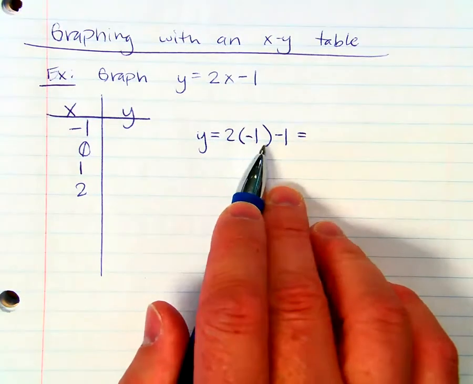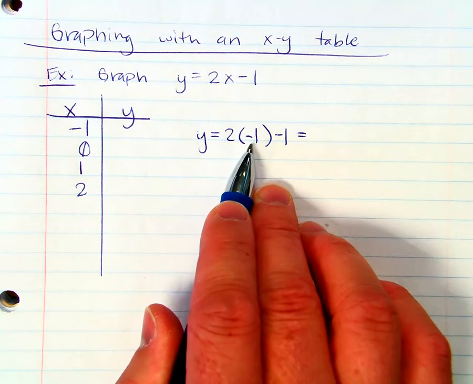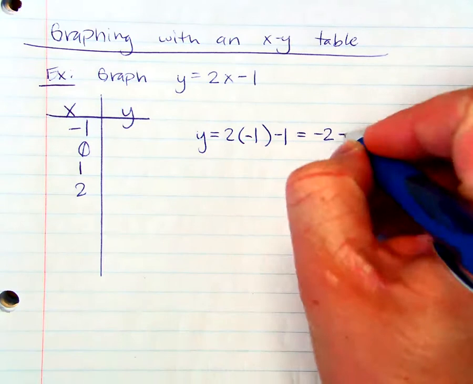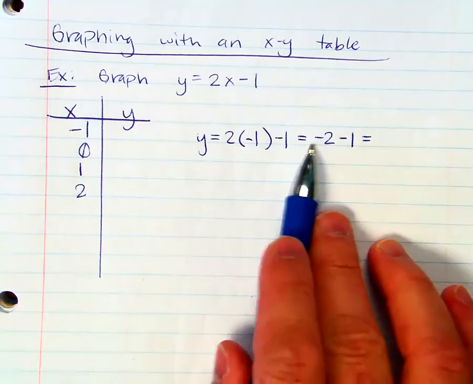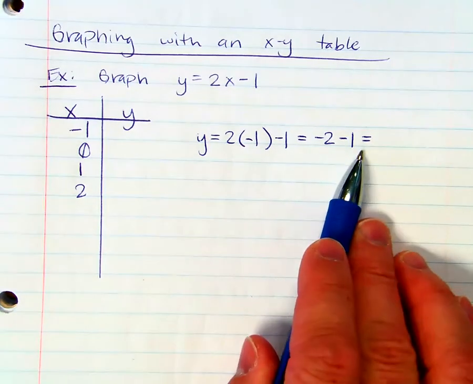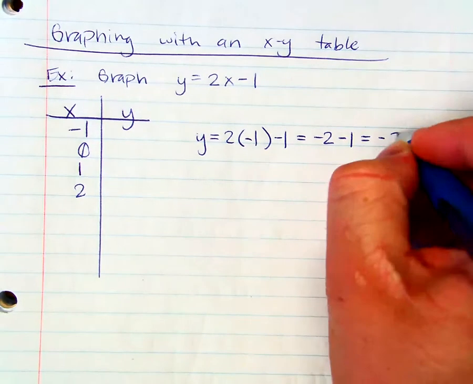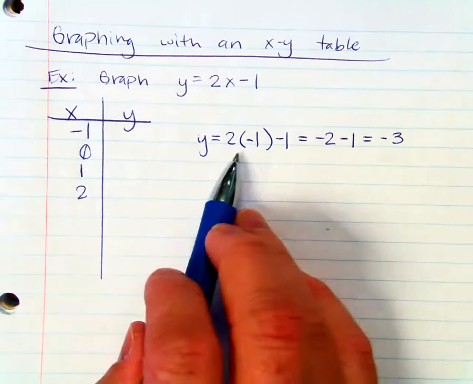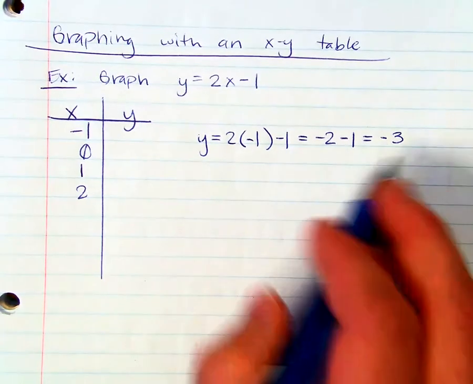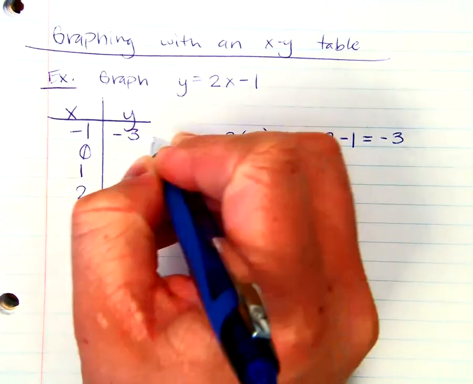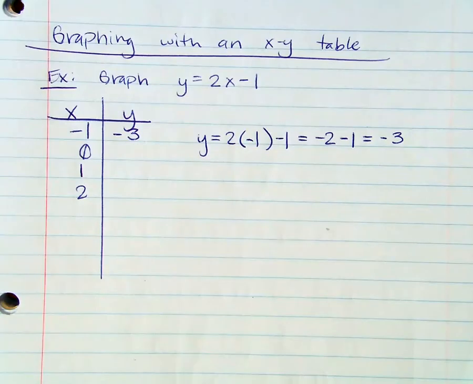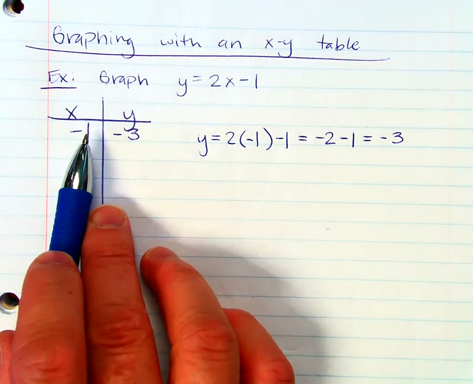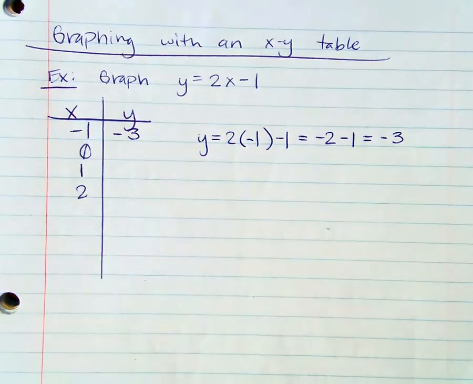If I've plugged in a -1 here, what is 2 times -1? Gives me -2. And then I have this -1 here. So now I have to do -2 minus 1. Should give me -3. So I plugged in the -1. I calculated everything. I got a -3 at the end. So I'm going to put that here next to the -1. And this is the very first point that I'm going to graph on my grid in a moment. -1, -3.